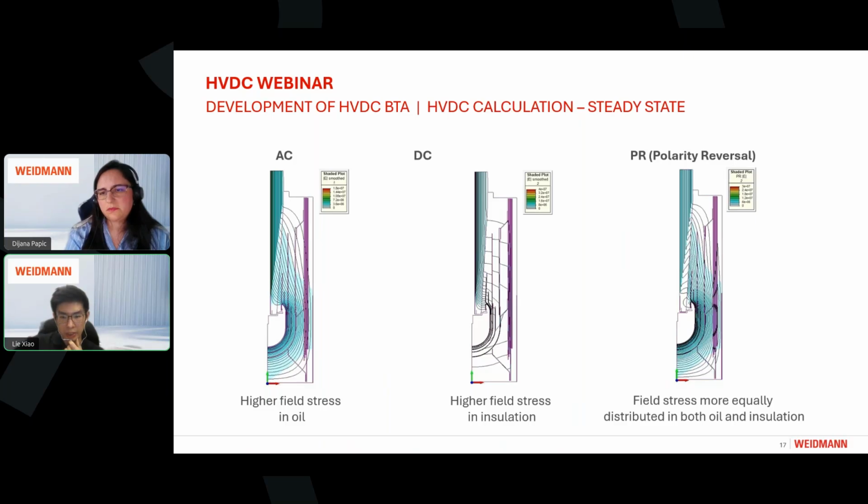the property of the material. The field stress in the material is higher than AC, but the stress in oil is also higher than in DC. So the design for polarity reverse is quite challenging, and we also need to consider the creep situation because of the equipotential line distribution. Next page, please.